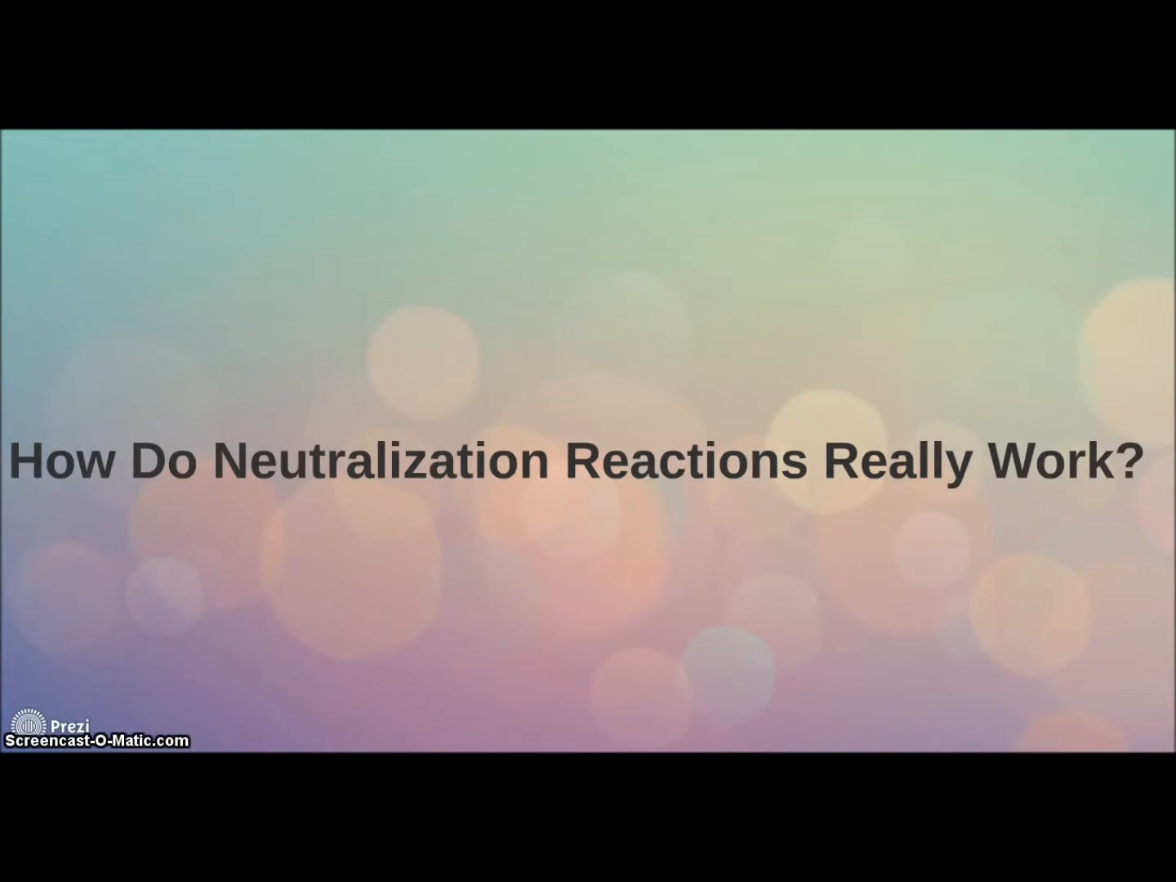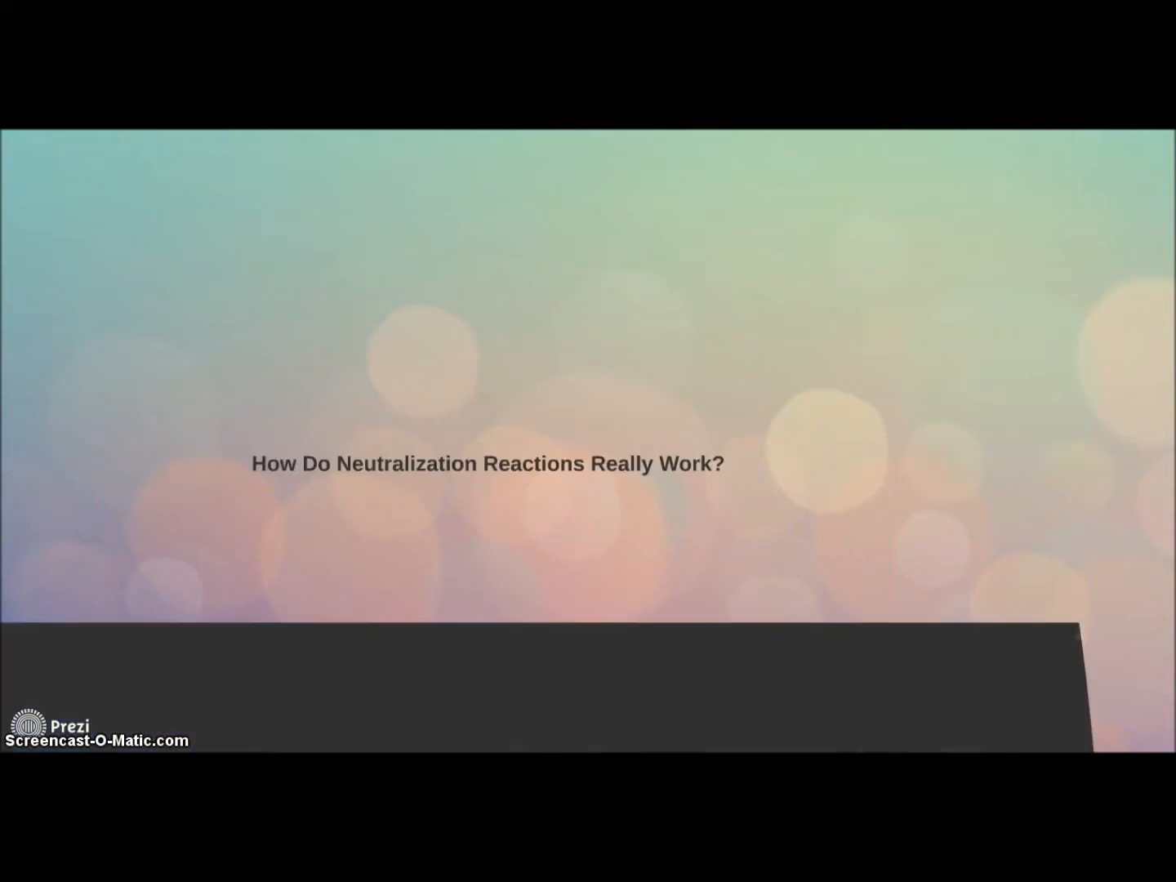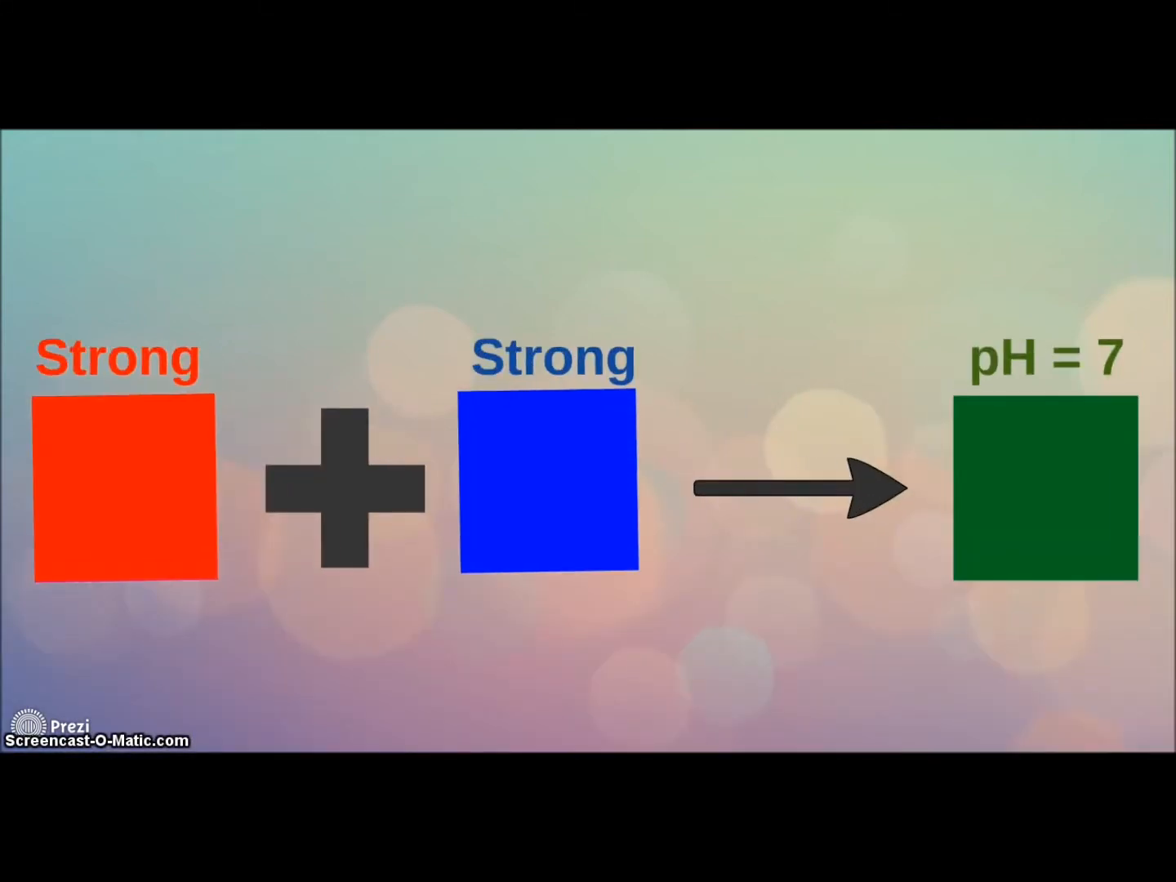Neutralization reactions work if there is an acid and base present. The reaction between any strong acid and any strong base will form a neutral salt. If there are an equal number of aqueous hydrogen and hydroxide ions, the base and acid will be neutralized, giving a pH value of 7.